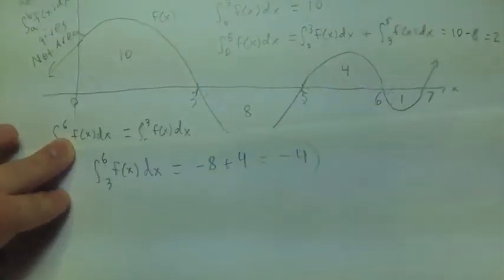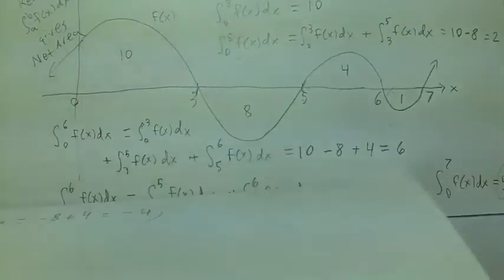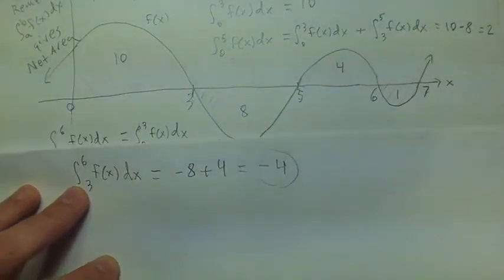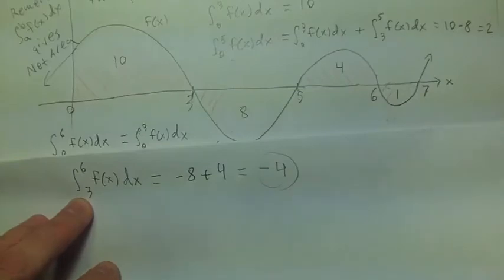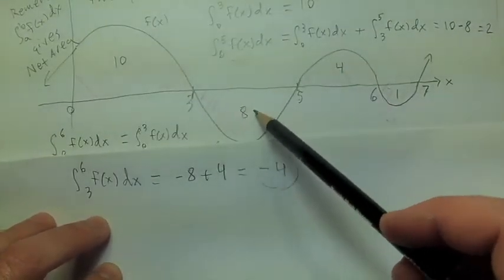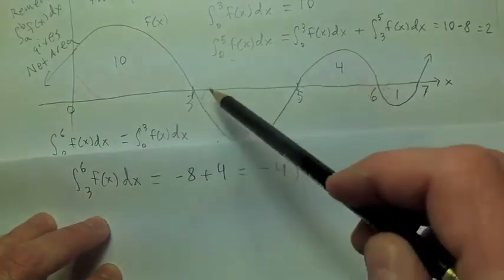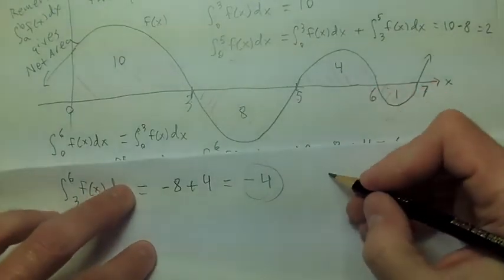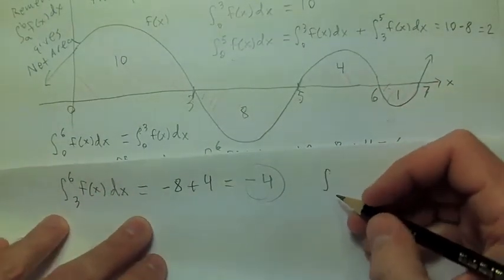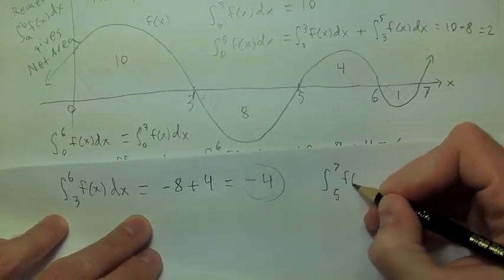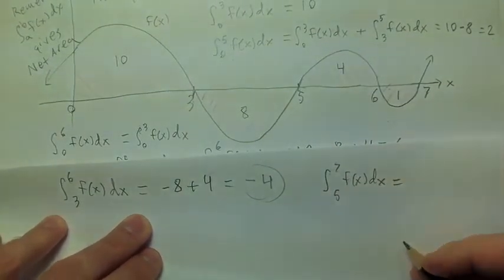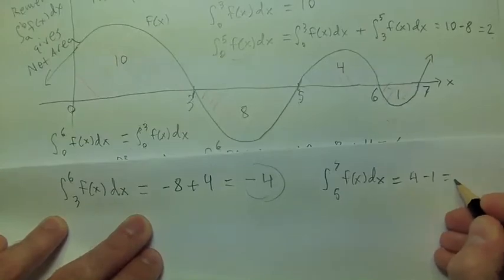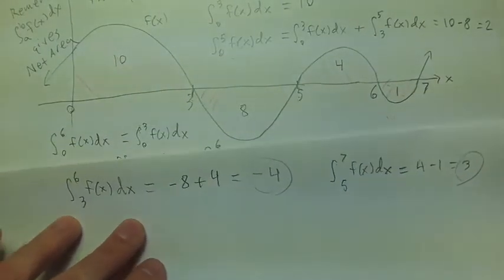What a positive value means for an integral is that the function spends most of its life above the x-axis, whereas a negative number means it spends most of its life in the region below. So here, from 3 to 6, there's more of this function below the axis than above, so it will end up negative. How about the integral from 5 to 7 of f of x dx? Well, that'll be 4 minus 1, which is 3.